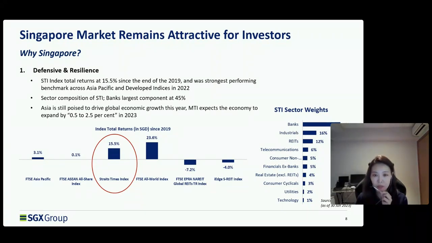Recently, the IMF also reiterated this month that Asia is still poised to drive the majority of global economic growth this year, and of course, this is led by China, especially with the reopening, right? Asia is expected, if I remember correctly, to contribute about 70% of global growth this year, and the growth in APAC is also forecasted to accelerate this year. So there's something to look forward to.